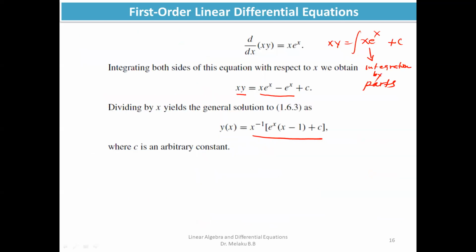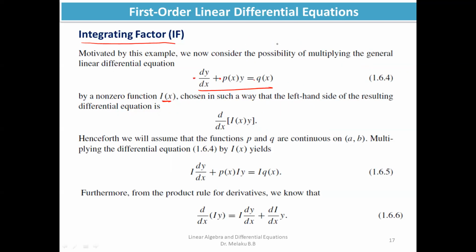Remember, in the first example, we had d/dx of xy. In a similar way, we have to write d/dx of I(x) times y. So by the product rule, what is d/dx of I(x)y? It is simple. This will be I times dy/dx, multiplying by I, the identity. We have I here, here also I, here also I.